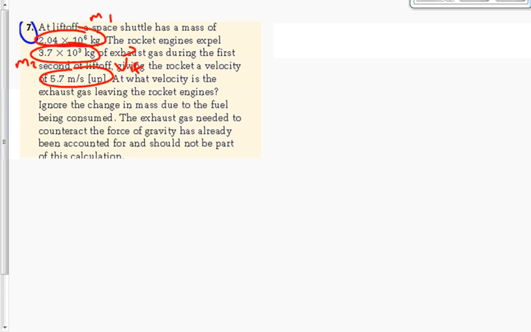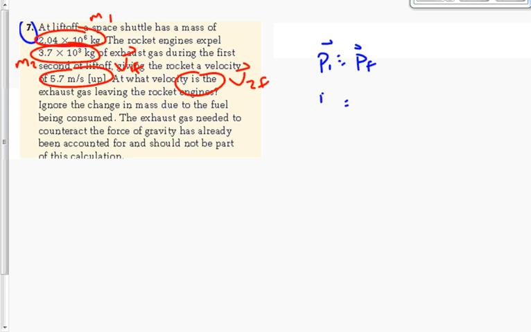The shuttle and the gas are sitting there, right? So it's 0. What are we looking for here? We're looking for the velocity of the exhaust gas, V2F. So we're going to say Pi equals Pf, even though we know that we're doing a bit of an approximation here.